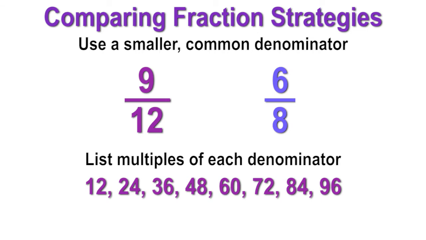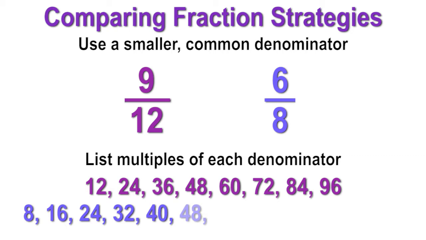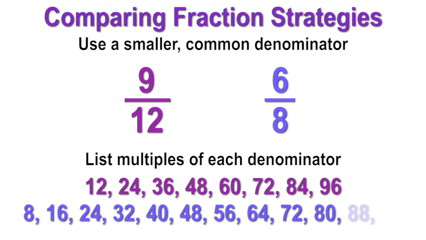Now let's list the multiples of 8. They would be 8, 16, 24, 32, 40, 48, 56, 64, 72, 80, 88, and 96. Again, we could continue the list, but we will stop there. Notice all the common multiples: 24, 48, 72, and 96.